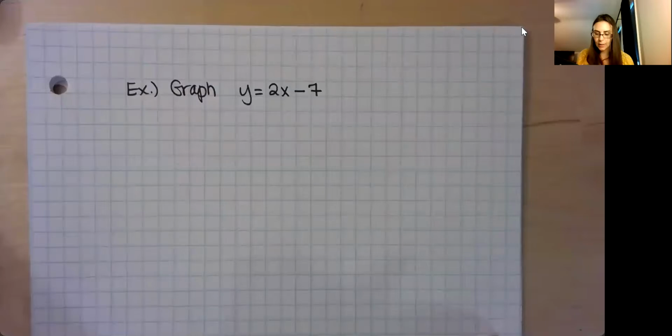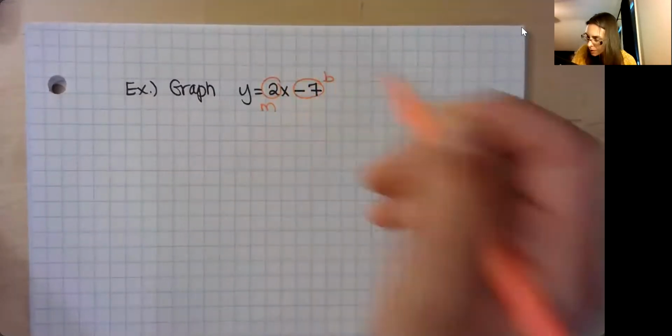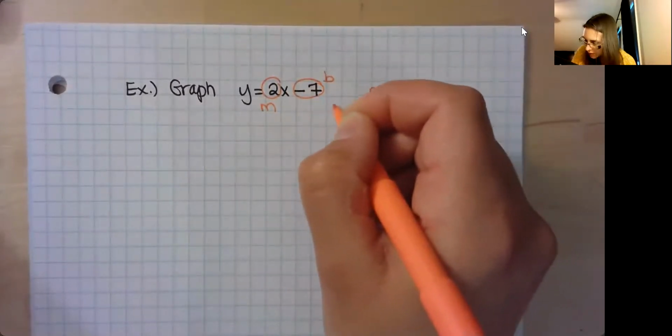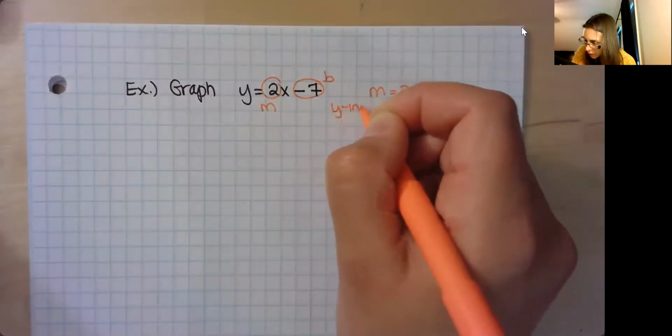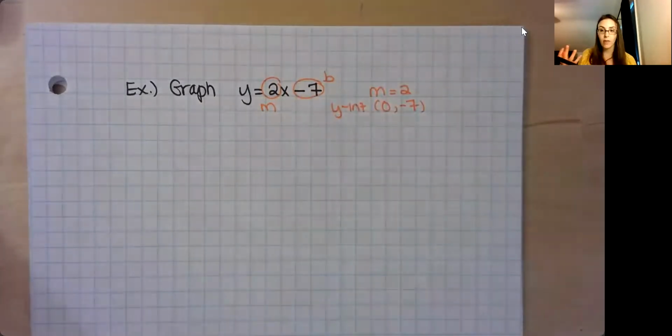All right, 2x minus 7. So here is my m, and here is my b. My m is 2, and my b gives me my y-intercept, which is (0, -7). So that negative stays with the b there.